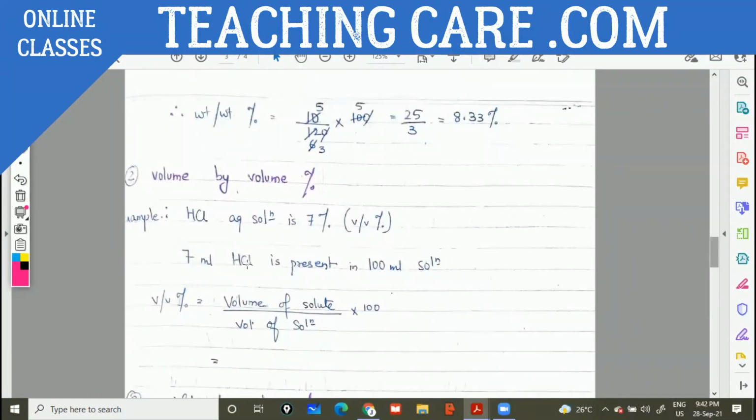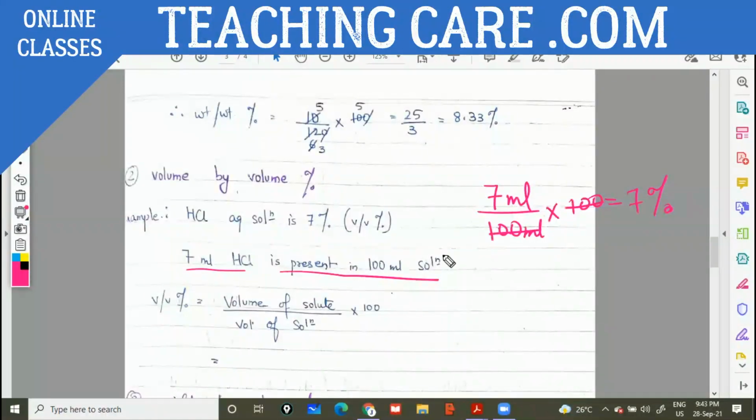Say for 7 ml HCl present in 100 ml of the solution, what will it be? That is 7 ml upon 100 ml of the solution into 100. So, that will be equal to 7%. Ma'am, the question here is 7 ml of HCl is present in 10 ml of solution. So you have to find the volume. Clear? If I give you a numerical, wait, I'll give you one question. Do it.